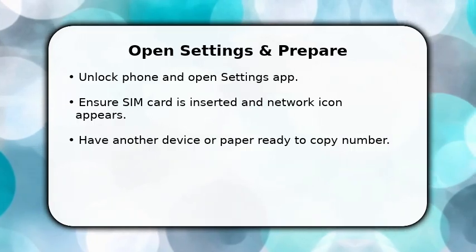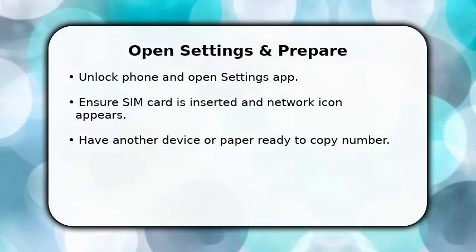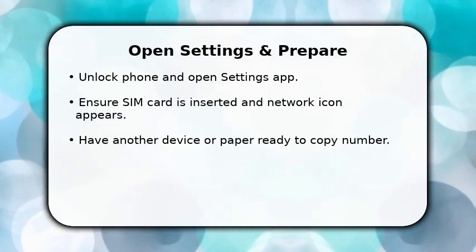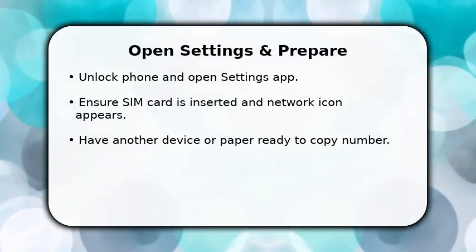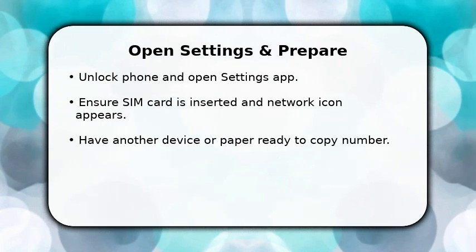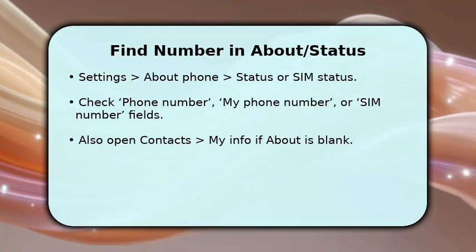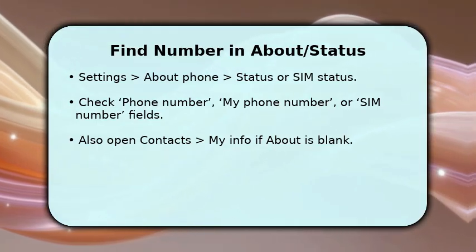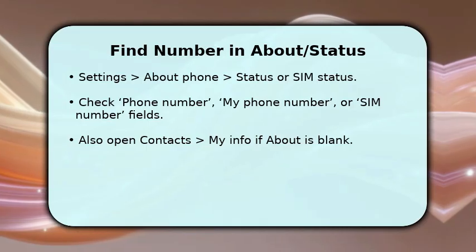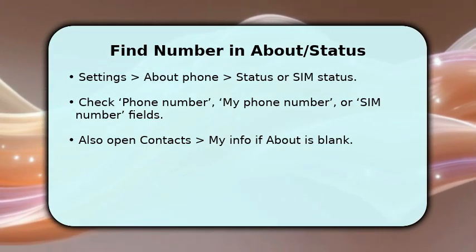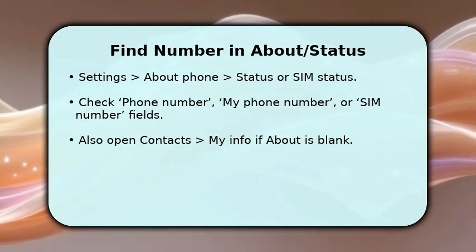Now scroll to the system area where device details live. This avoids wasted navigation and puts you directly where Android stores carrier and SIM metadata, so you can retrieve the number quickly. Next, tap About Phone, then Status or SIM status depending on your Android skin. Manufacturers place it differently. Look for fields labeled Phone Number or My Phone Number. That's where Android shows the line saved on the SIM.